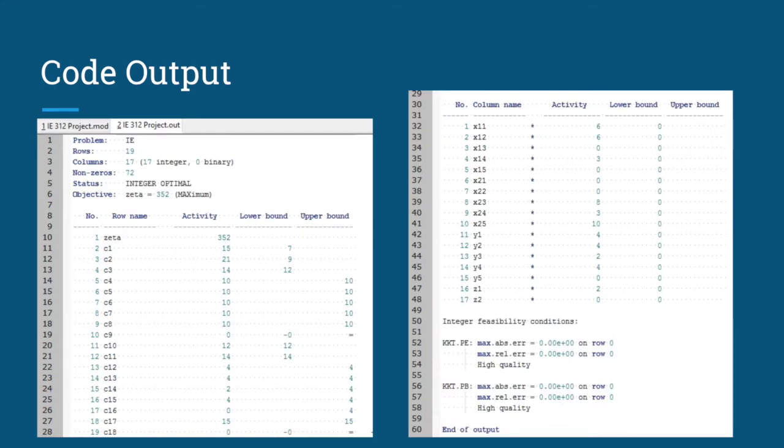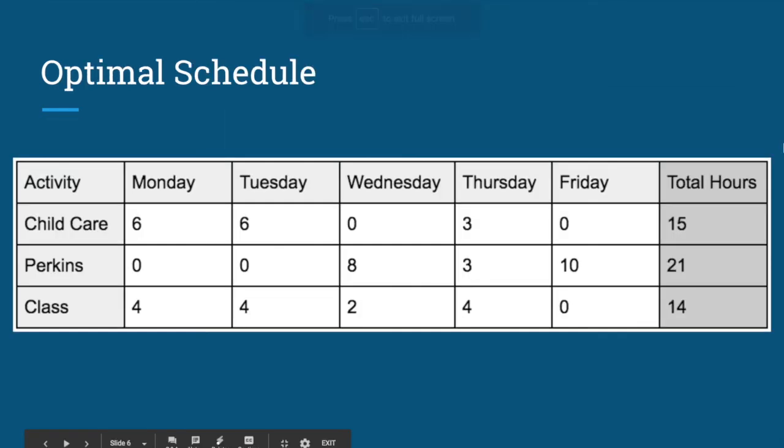For the code output, it gives John's total amount of money made in a week as the zeta value. And it also gives the activity, which is the total number of hours worked or class hours taken each day, shown over here. As you can see in our results, John should work his daycare job Monday and Tuesday for 6 hours and Thursday for 3 hours. He should work his Perkins job Wednesday for 8 hours, Thursday for 3, and Friday for 10. And for his classes, he needs to go to class Monday, Tuesday, Thursday for 4 hours, and Wednesday for 2 hours, for a total of 14 credit hours a week.